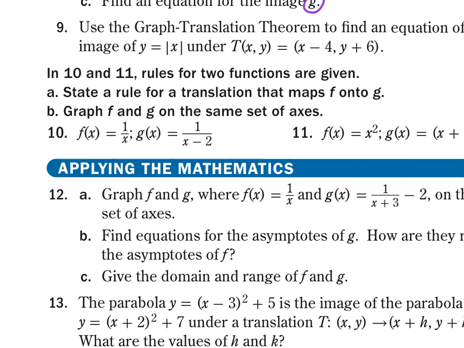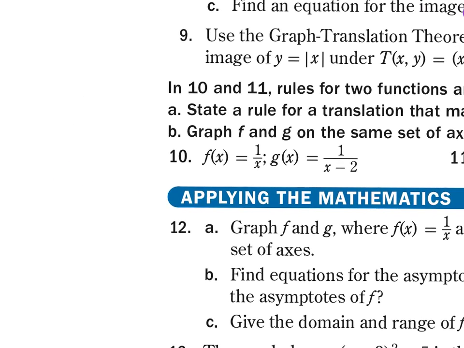Now let's look at question 10. In 10 and 11, rules for two functions are given. A, state the rule for a translation that maps f to g, and graph f and g on the same set of axes. Okay, so the graphing is actually not complicated because we can essentially just do it by hand. So state the rule for the translation. In other words, what is shifting? And the only thing shifting, notice that g of x and f of x are the same. There's nothing being added outside the basic parent function here. So the only thing changing is that the x is shifting.